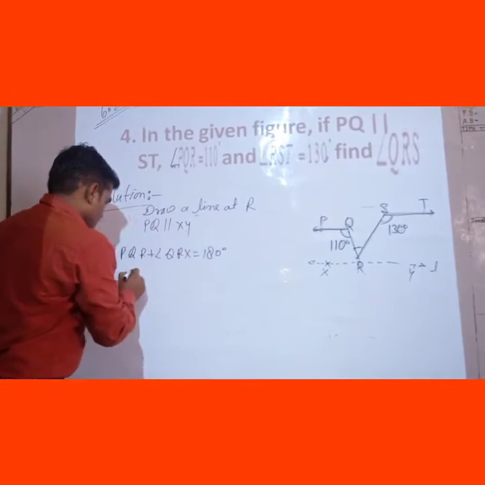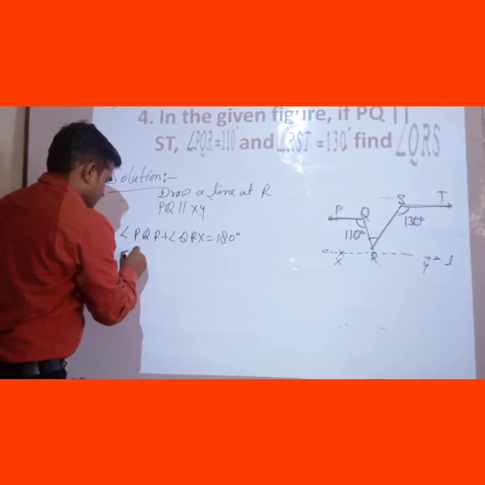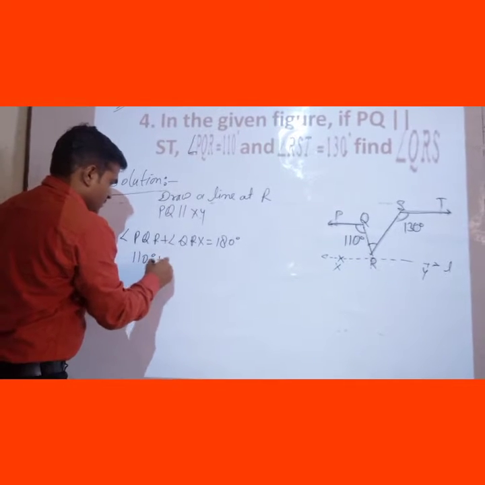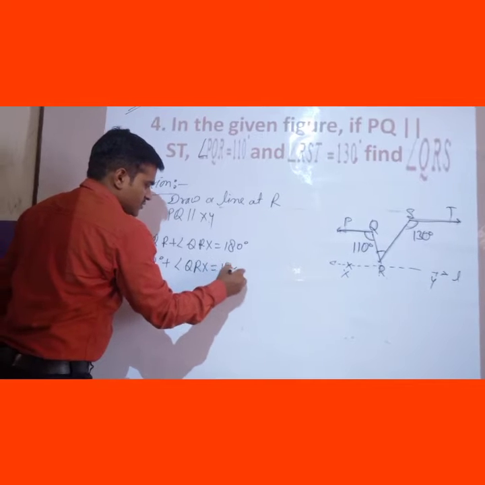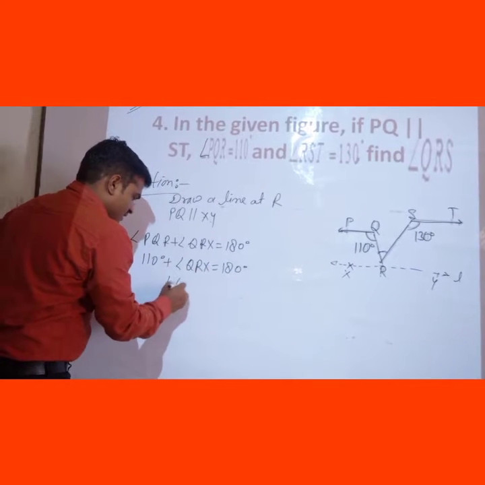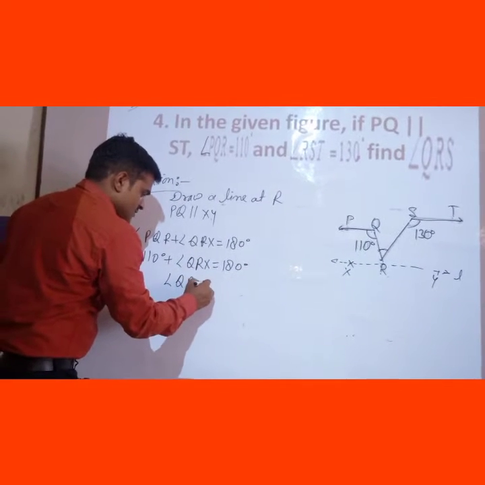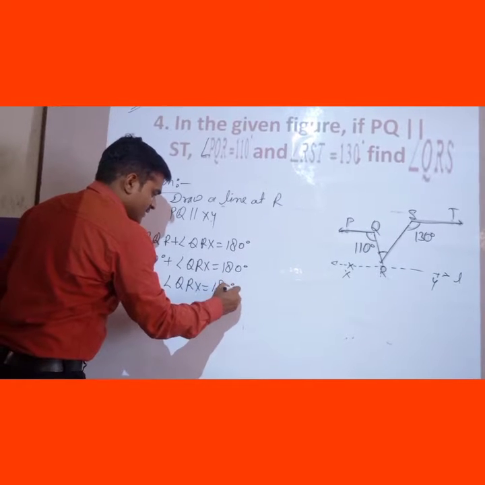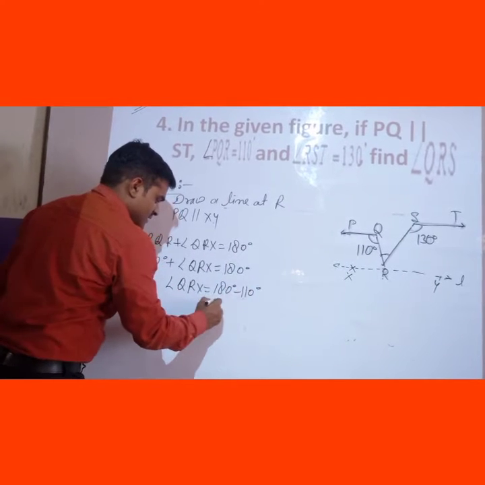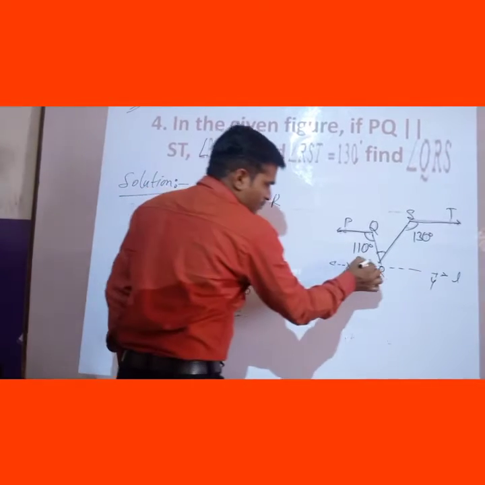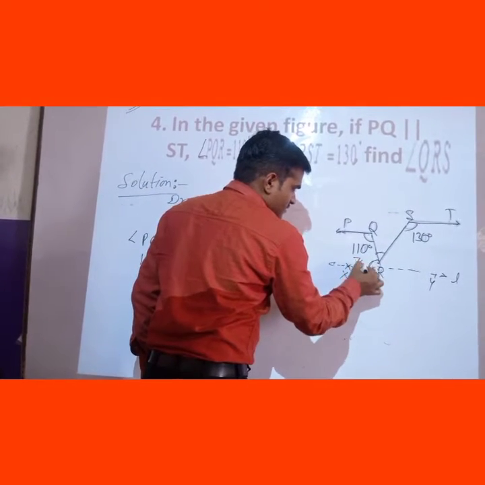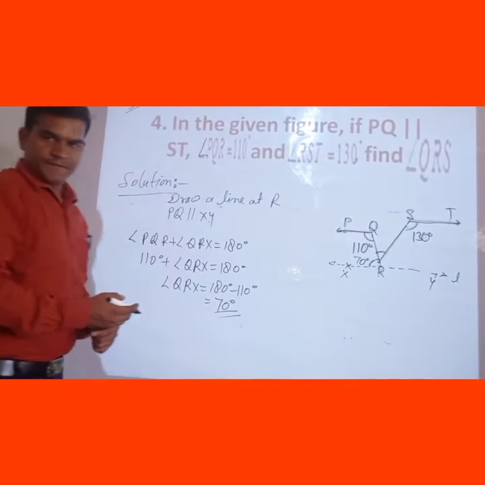So angle PQR is given as 110 degree, plus angle QRS we have to find. So by transposition law we get angle QRS is equal to 180 degree minus 110 degree, that is 70 degree. What angle did you get? This angle is 70 degree.